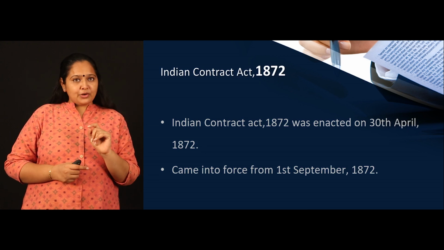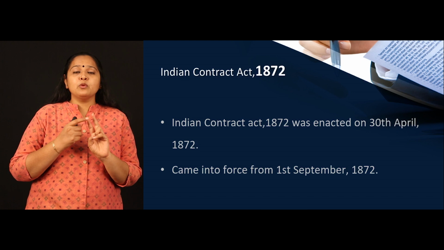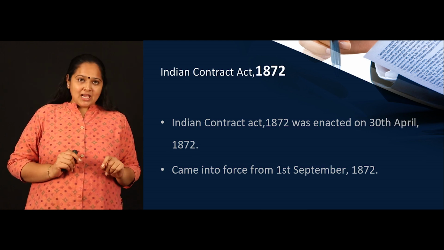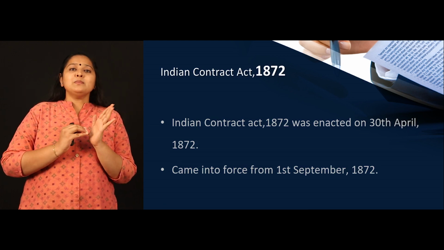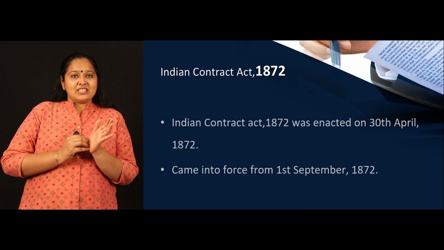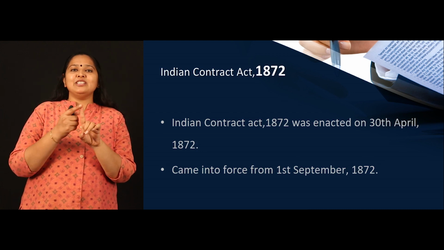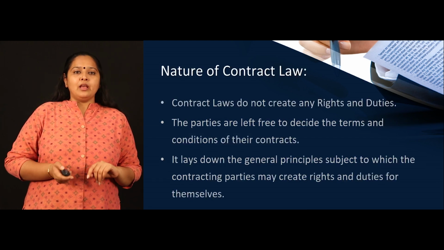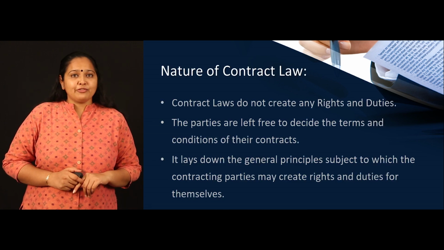So from the exam point of view, you need to remember both of these dates. Why am I telling you both? In one of the judiciary examinations, a question was asked like, the enforcement date of the Indian Contract Act is, then it should be the 1st of September, but the enactment date of the Indian Contract Act should be 30th April 1872.